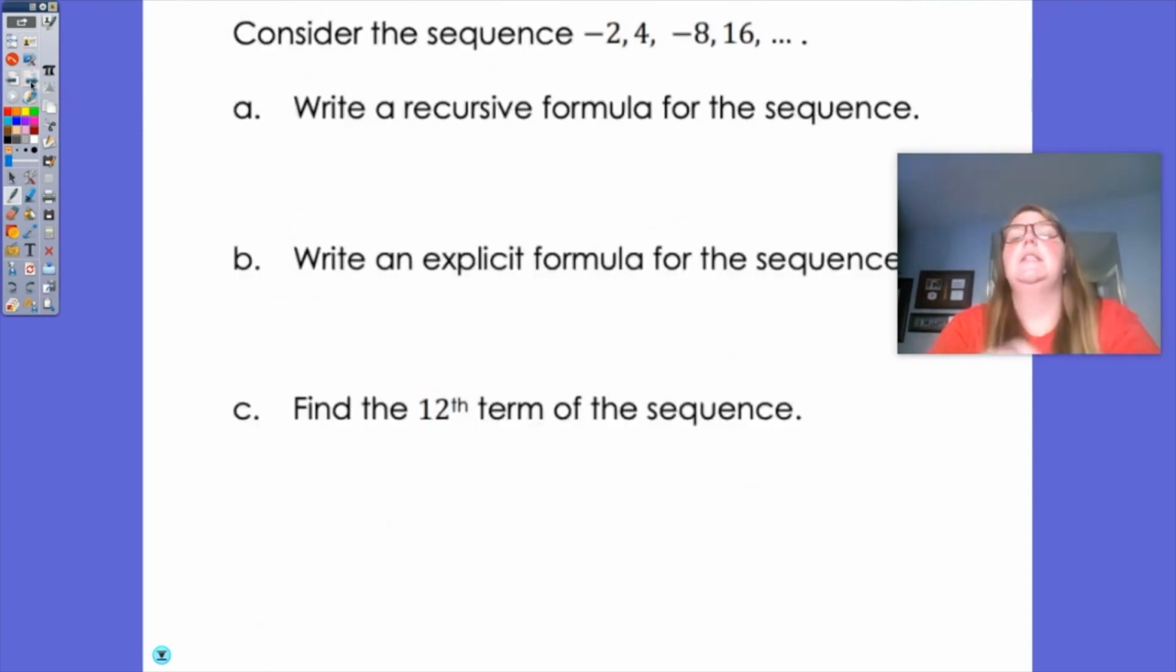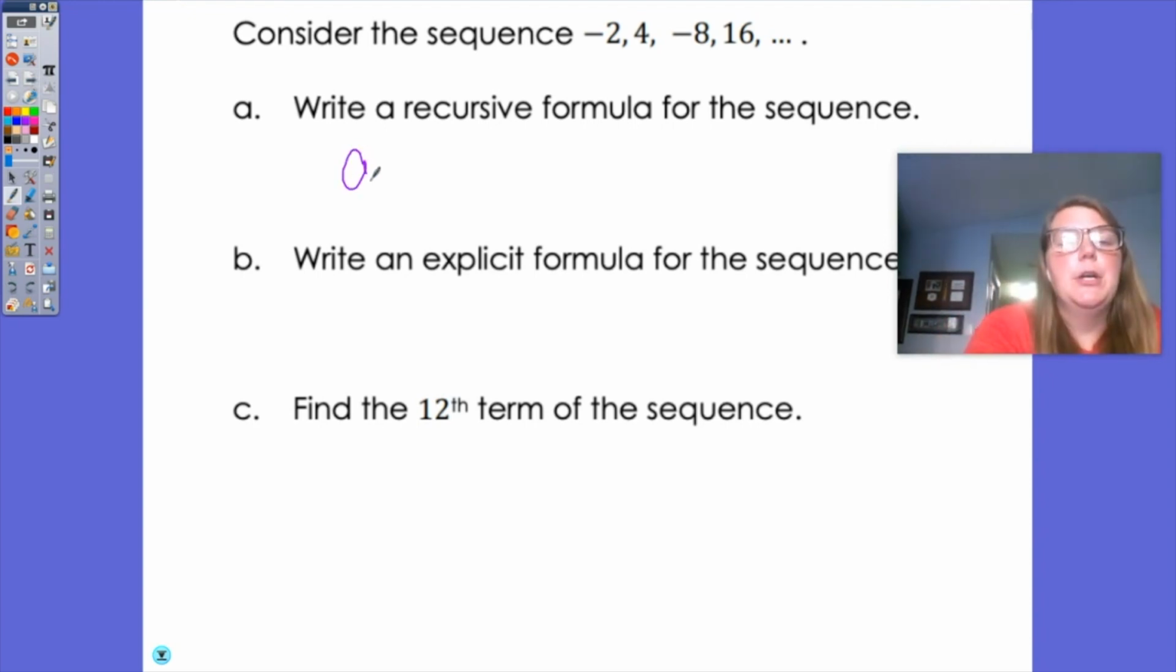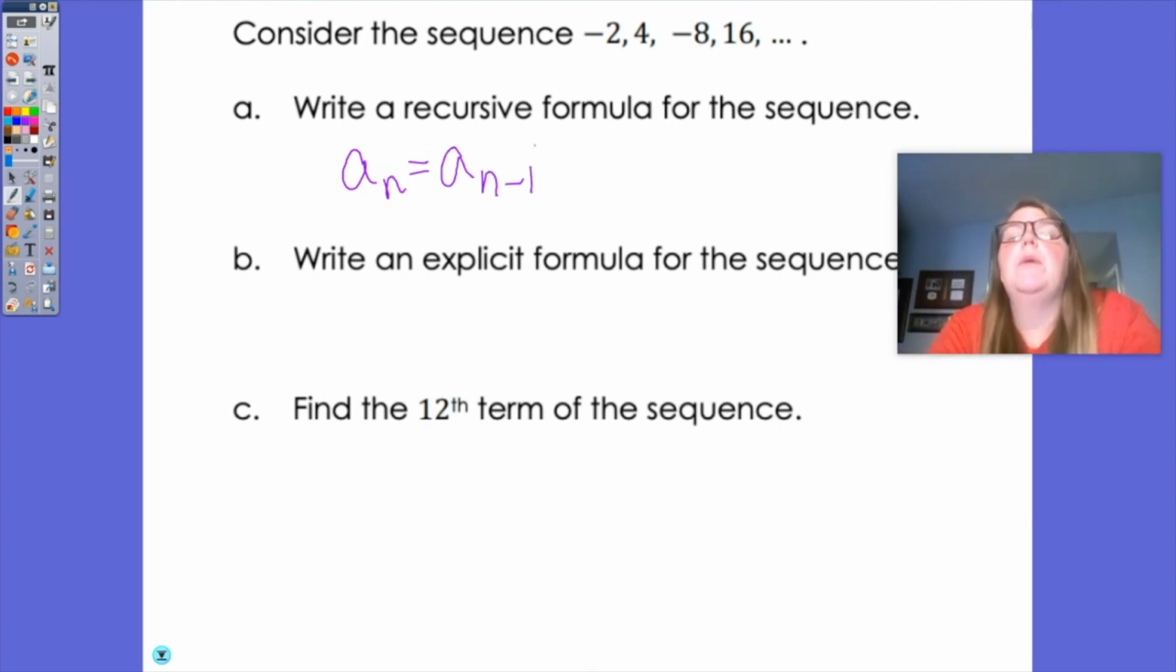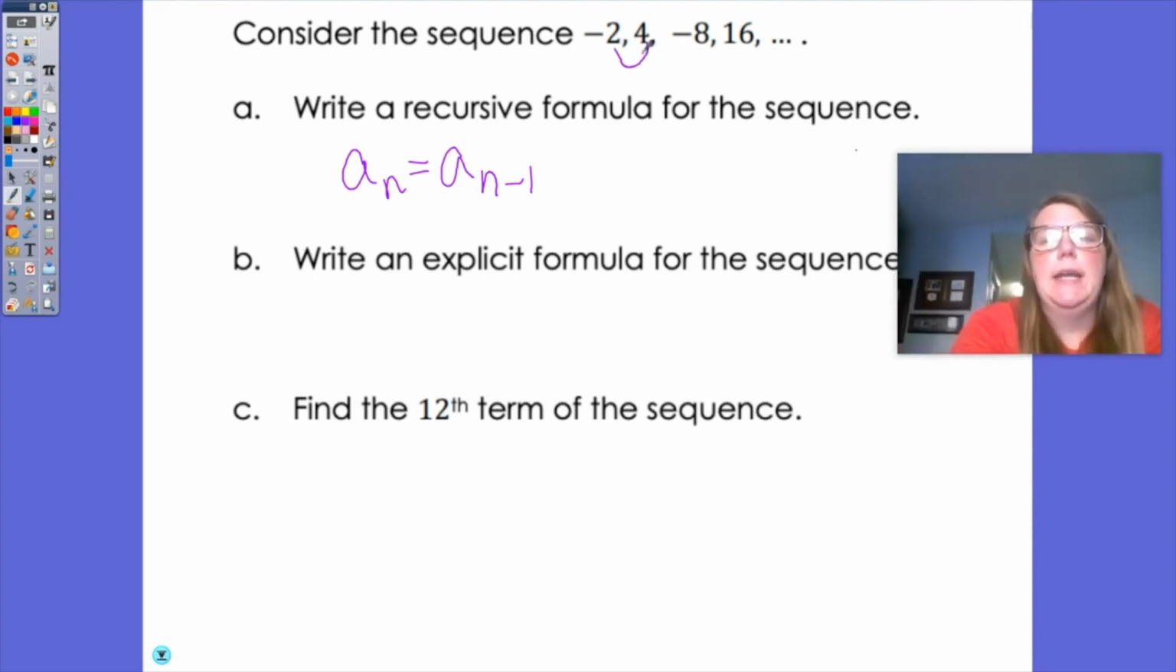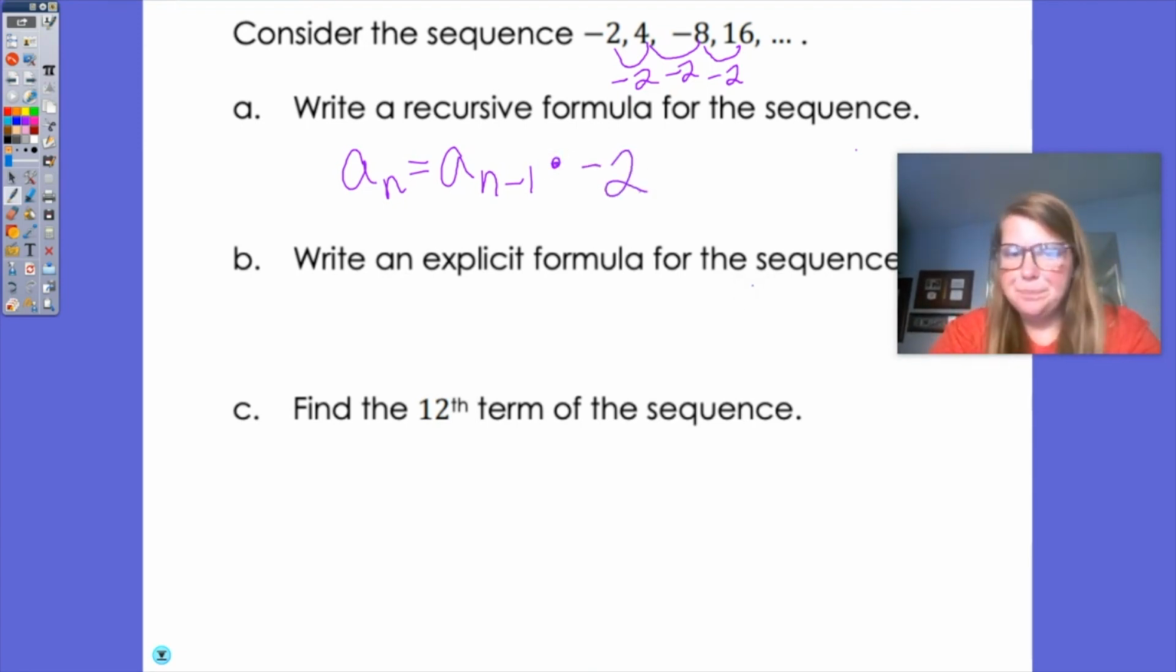So here's a sequence, -2, 4, -8, 16, so on. So if we're talking about the recursive formula, we are taking the previous term, and what are we multiplying by? Well, what do we multiply -2 by to get 4? That would be -2. 4 times -2 would also give us -8. -8 times -2 would also give us 16. So we're multiplying by -2 each time.